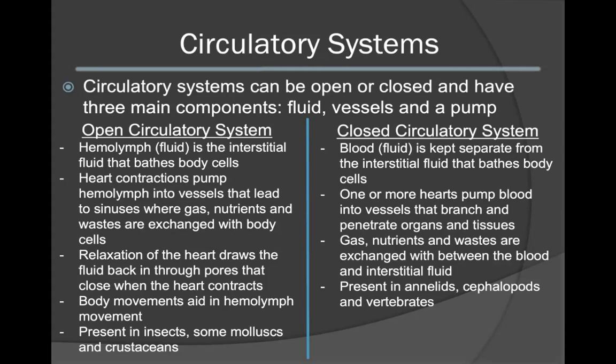A closed circulatory system consists of blood as the main fluid. It is important to note that blood is considered to be separate from interstitial fluid that actually bathes the body cells. In a closed circulatory system, 1 or more hearts will be used to pump blood into the vessels that branch throughout the body. These vessels will eventually penetrate into the organs and tissues to ensure that the blood reaches all body cells. Gas, nutrients, as well as waste material are exchanged between the blood and the interstitial fluid that bathes the cells. Closed circulatory systems are present in annelids, cephalopods, as well as vertebrates.